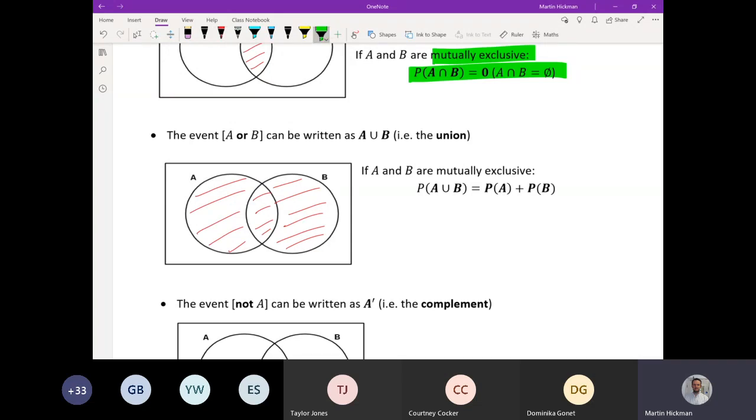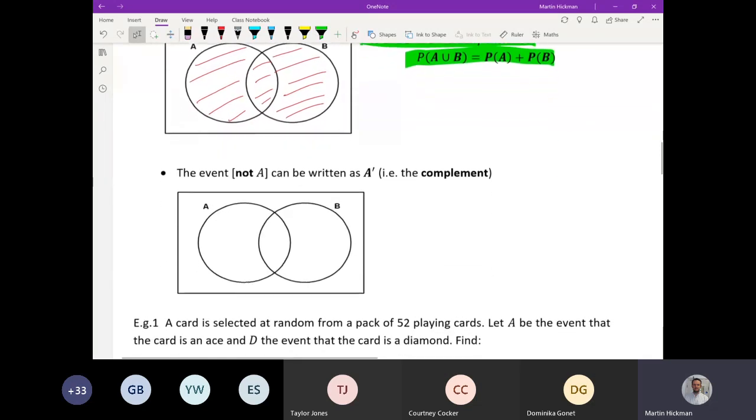Also worth remembering that if they're mutually exclusive, however, the probability of A and B would just equal the probability of A or B. That's only and only if they are mutually exclusive.